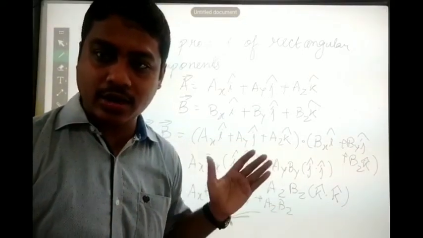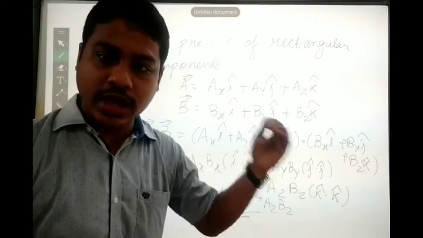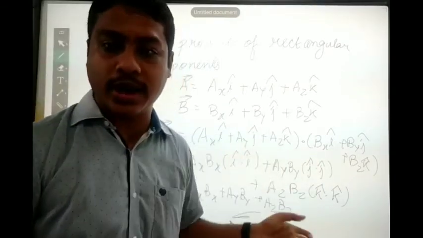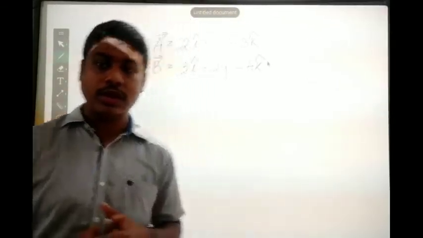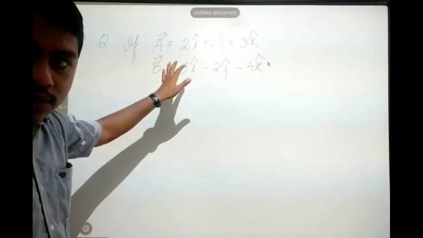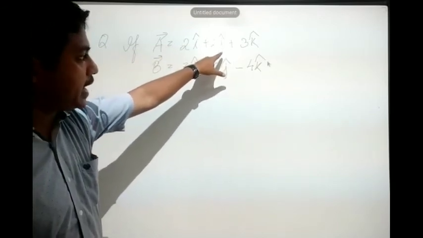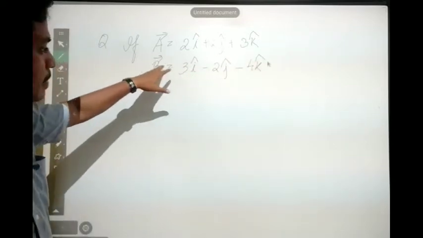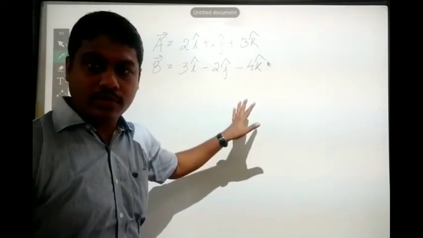Okay, so this is how we need to do the dot product. I think you are not having doubt in this now, because I have done 2 classes for this. Okay, so next part, I'll be doing one numerical based on the dot product. Let us see how to do the multiplication. So let us see the question. Vector A is equal to 2i cap plus 2j cap plus 3k cap. Vector B is equal to 3i cap minus 2j cap minus 4k cap. I need the dot product of this.